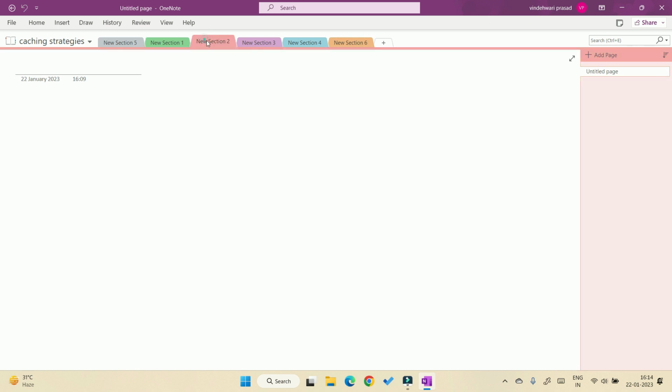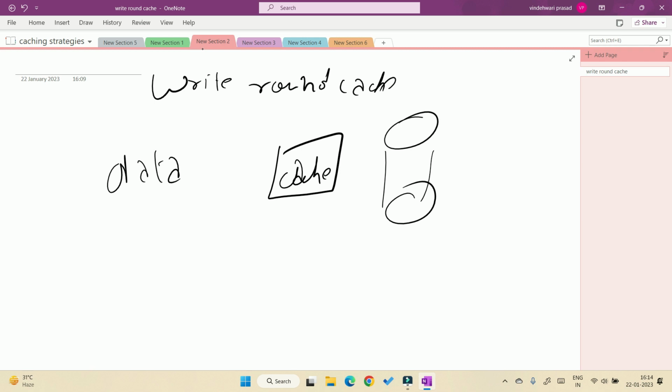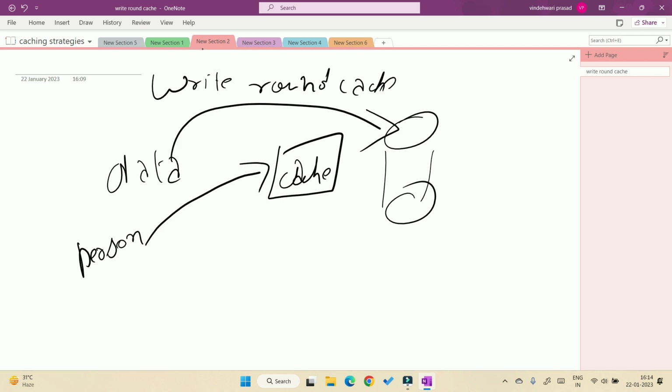Instead, use the other one, that is write around cache. What happens here is that if you have a cache and a database, and new data comes, instead of writing in the cache or database, it writes directly to the database. If a new person comes and wants this information, it goes to the cache and does not find it, because the cache does not have this information. This is called a cache miss.